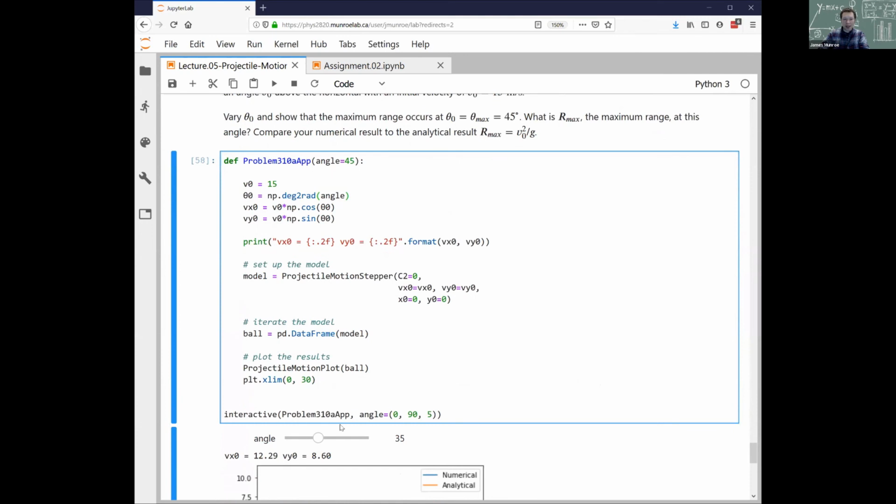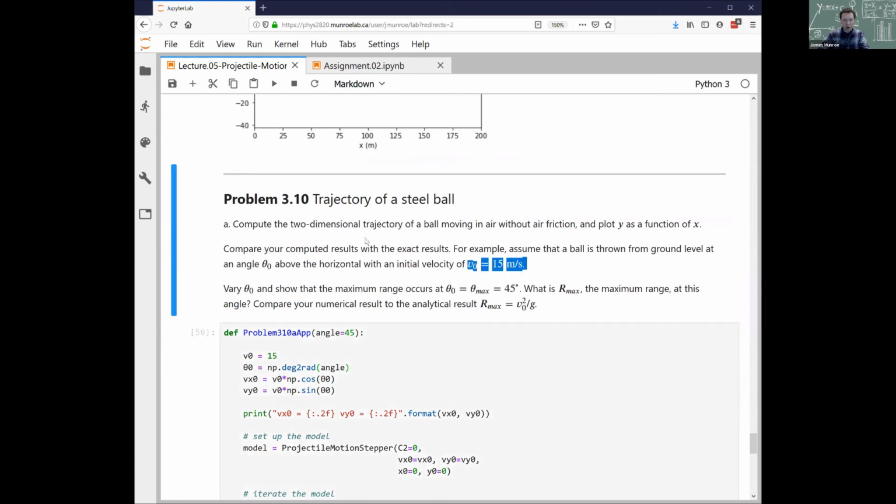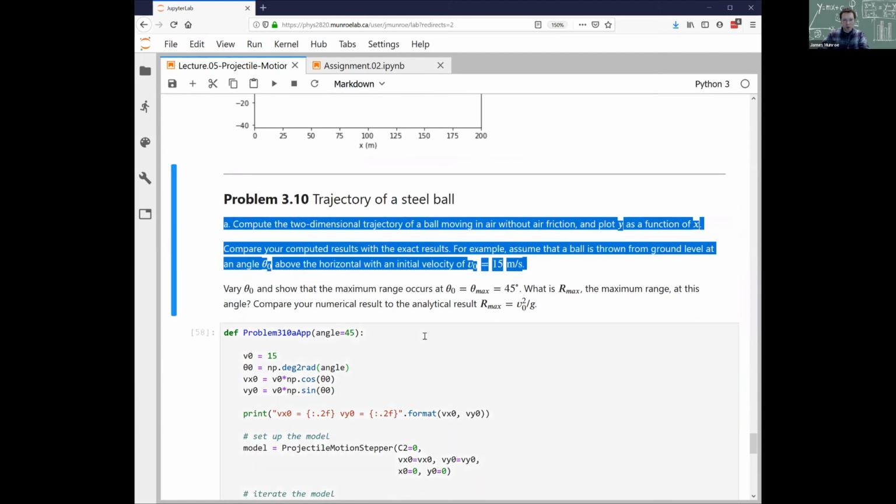Now we have a program. I get to vary it. Let's see how we're doing in terms of the question. Compare your results with the exact results. They compare well. I think we've accomplished the first 2 parts of that question. Vary the angle and show the maximum range occurs at 45 degrees. Okay.